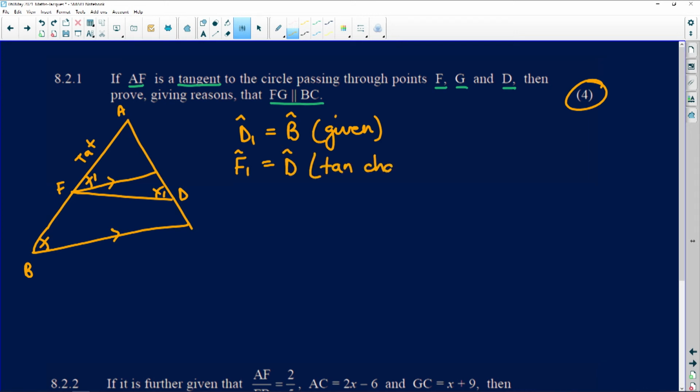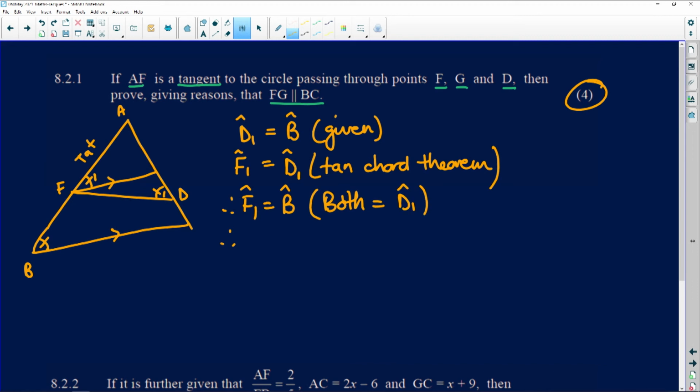The tan-chord theorem, or the converse. You can say it isn't the converse because they gave it to you as a tangent. So it is the tan-chord theorem. Now look at this. Both of these two angles are equal to D1. So we've just shown that F1 is equal to angle B, that this angle is equal to that. Therefore, and why, if you want to, they both equal angle D1, if you wish to state that.